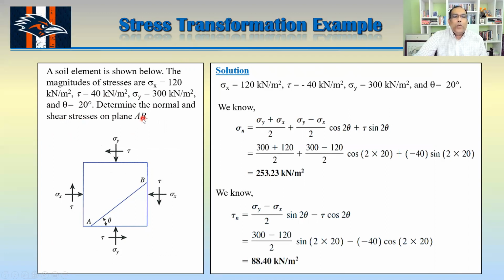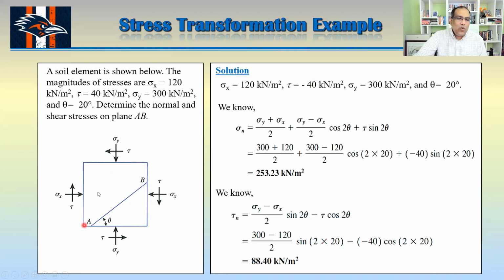Now, when you are trying to use the formula, you have to remember two things. First of all, counterclockwise, like here, right side upward shear is positive. Here I see this one is downward, so tau has to be negative 40. Okay, that's the first thing here.